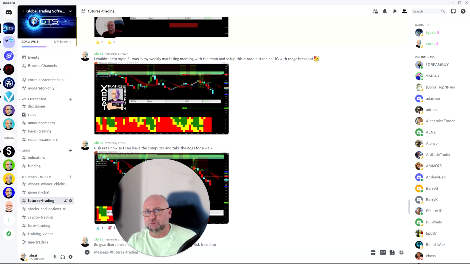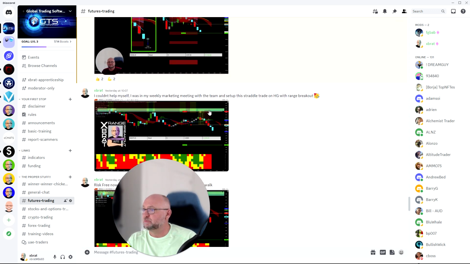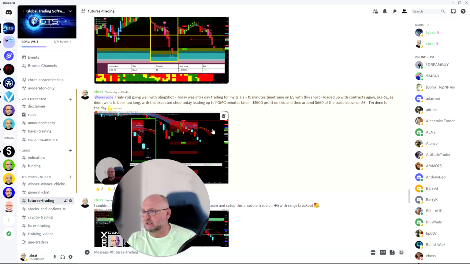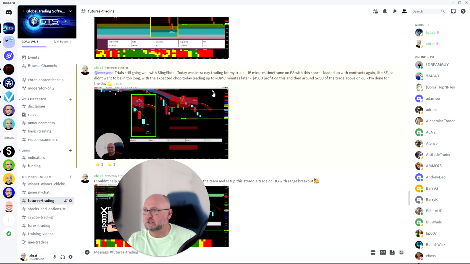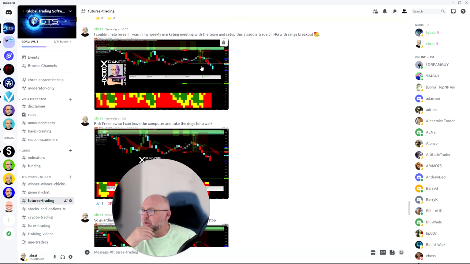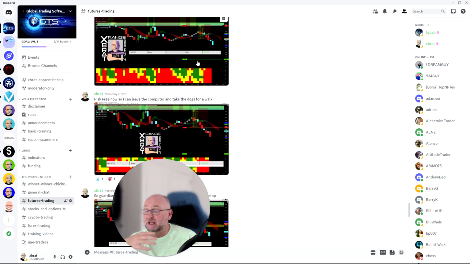So this was a range breakout trade using the expert range breakout indicator. Also on there was the bias depth, the manager, and also the guardian zones, because I did it on NinjaTrader. On the screen right now you can see this is just me updating. I did two other trades yesterday on the Discord group, but this is the one we're talking about here, and I've got those screenshots bigger to go through in a minute.